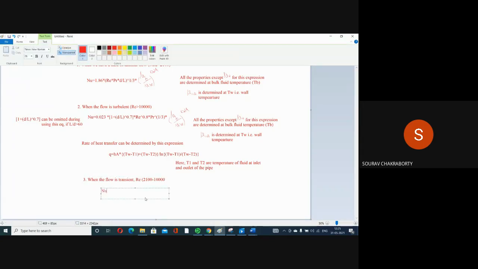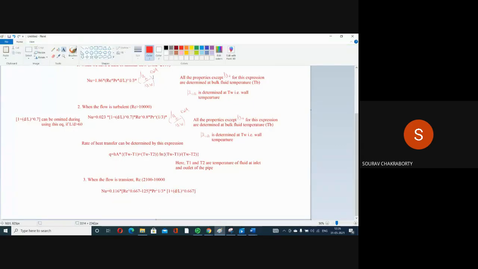It will be Nusselt number equal to 0.116 into third bracket Re to the power 0.667 minus 125, into Prandtl number to the power 1 by 3, then into within third bracket 1 plus D by L to the power 0.667, bracket close. Okay, and then we can write down this expression.